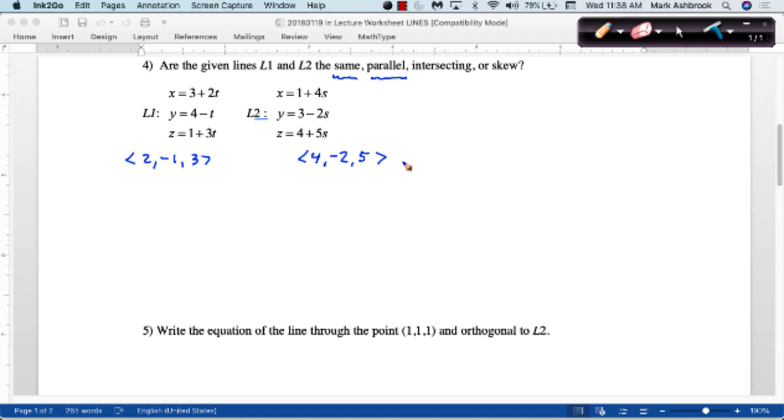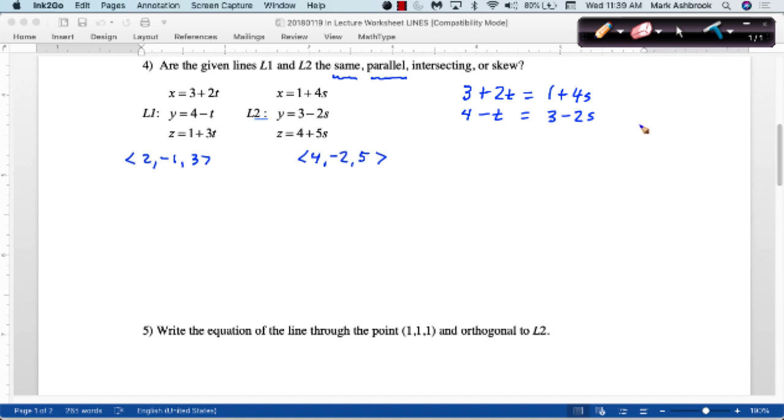They can't be parallel. So we've got 2 more possibilities. There is an intersection point, or they're not parallel and they don't intersect. That's called skew. So how do we do that? If we assume that they're intersecting, then there's some t and some other value of s, or coincidentally the same value of s, that gives us the same xyz, right? So we assume that's true, and then the x's are the same: 3 plus 2t equals 1 plus 4s. And then 4 minus t would have to equal 3 minus 2s. So that's 2 equations, 2 variables.